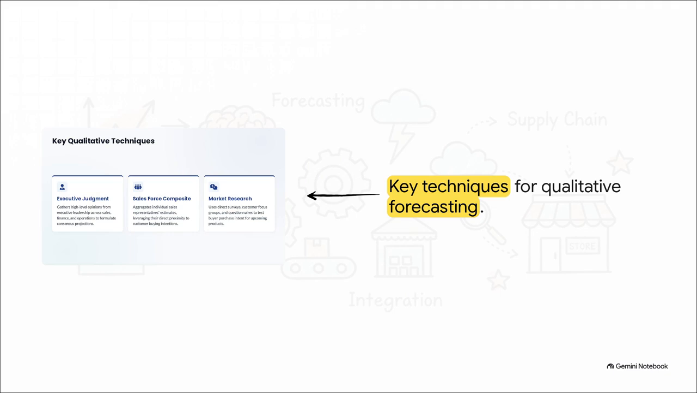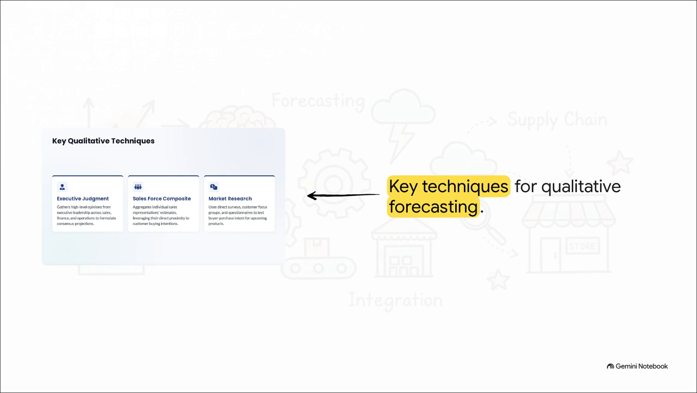Now, we have to talk about the flip side, because no matter how brilliant your math is, pure data models totally crash and burn during structural market shifts. I mean, think about it. If a global pandemic hits or a massive new competitor just enters the space, your historical data is pretty much useless. That is exactly where qualitative insights come into play. We rely on 3 primary techniques here.